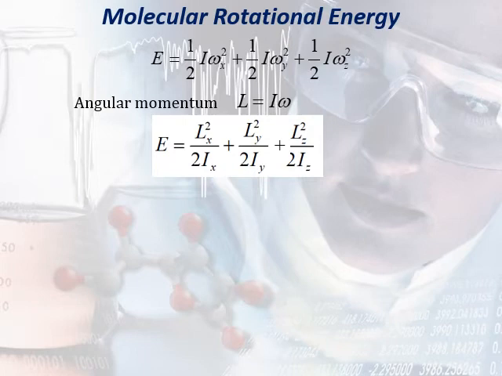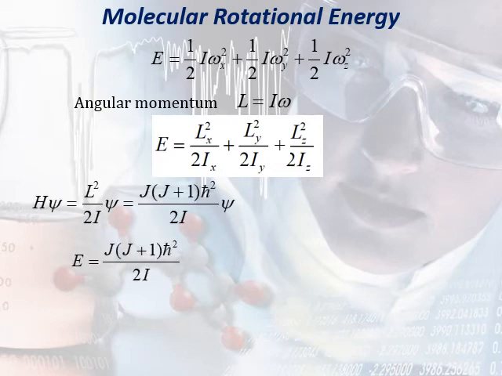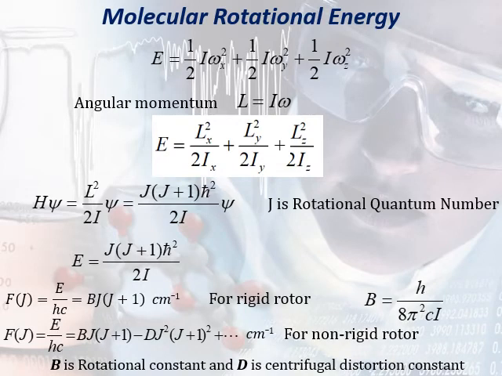In order to find the rotational quantum energy states, we apply the Hamiltonian operator to the energy expression and solve the Schrödinger equation, which ends with energy eigenvalues as shown, where J is the rotational quantum number. We can also write the energy expression in terms of wave number for rigid as well as non-rigid rotors. Rigid rotors are those whose internuclear separation does not change during rotation. This is an approximate case taken sometimes to simplify the equations.